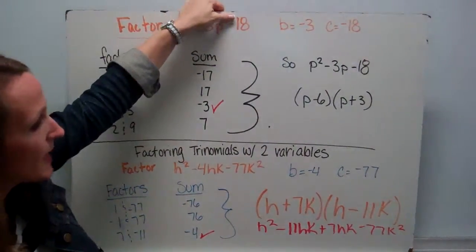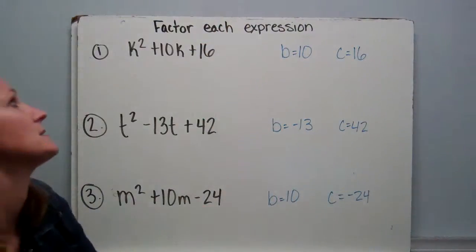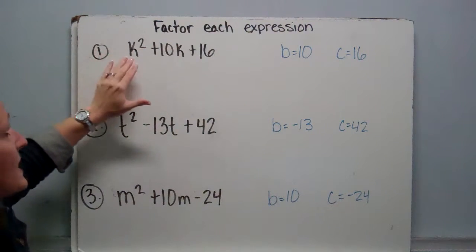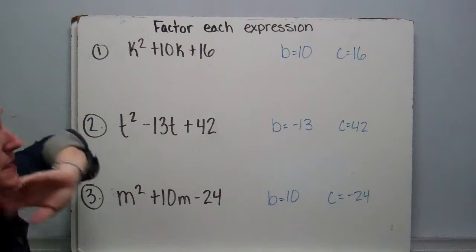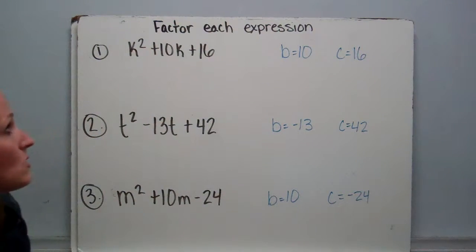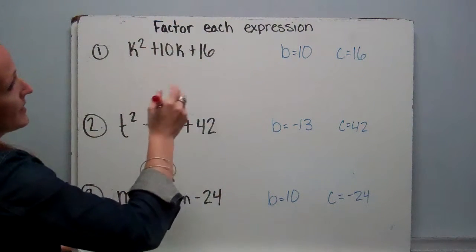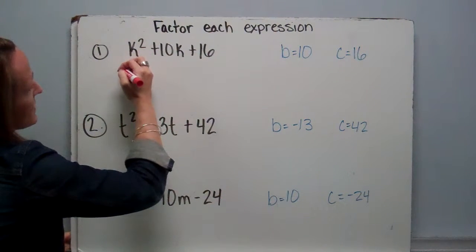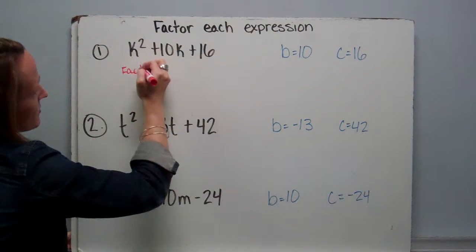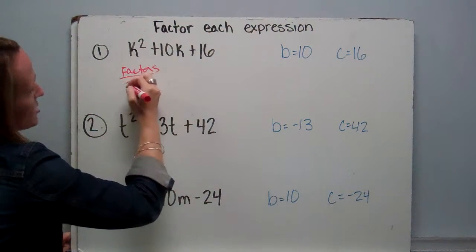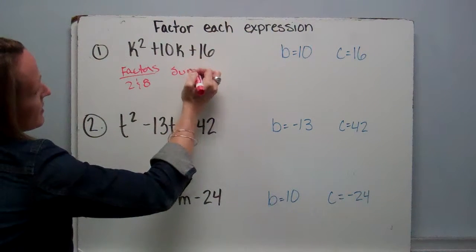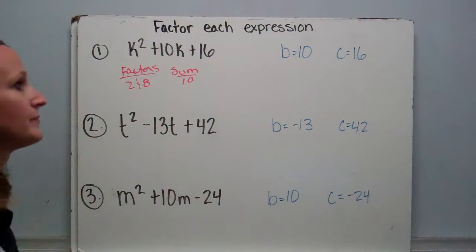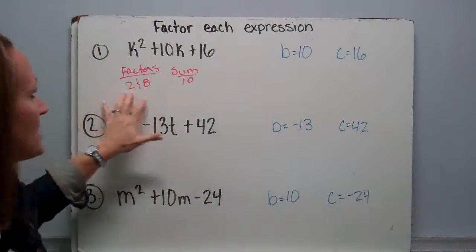Okay, so I've told you a lot. Let's do some practice. So if we want to factor k squared plus 10k plus 16, my b value is 10, my c value is 16. So what can I multiply to get 16 and add to get 10? Well, my best factors here, I would say, are 2 and 8, because their sum is 10. I didn't even list them all out. I just wrote it like that.